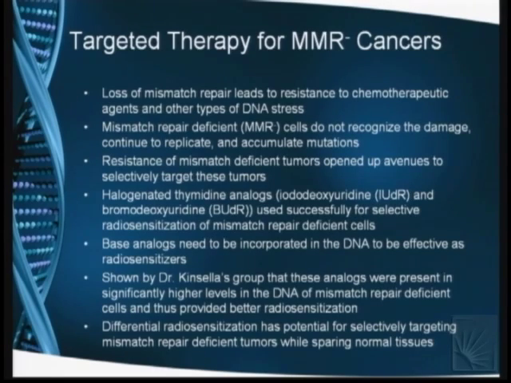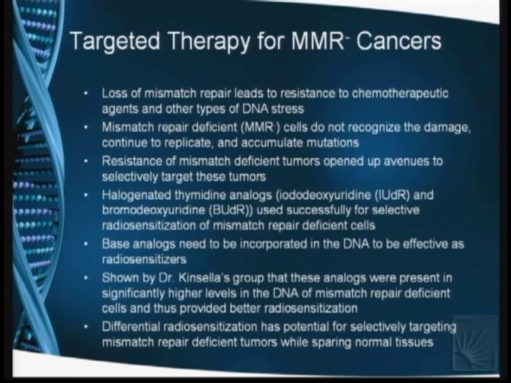And what it does is it actually radiosensitizes the mismatch repair deficient tumors, because these tumors are not capable of removing these thymidine analogs from their DNA, whereas the proficient cells can actually remove these and be drug-free. So if you radiate these cells after such treatment, you will actually get more killing in deficient cells, and you will spare the proficient cells.